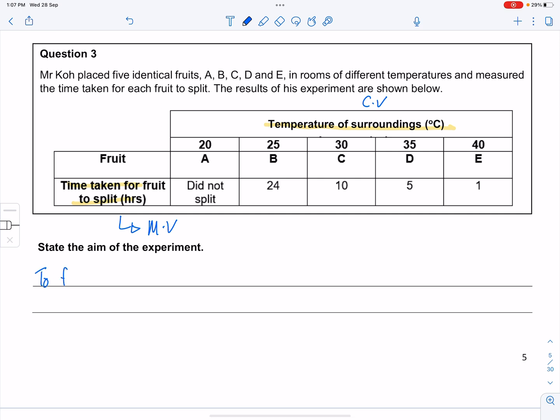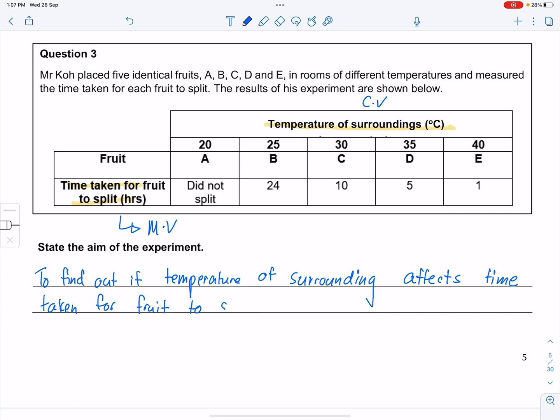So it will be to find out if temperature of surrounding affects time taken for fruit to split. So this is your CV and this is your MV.